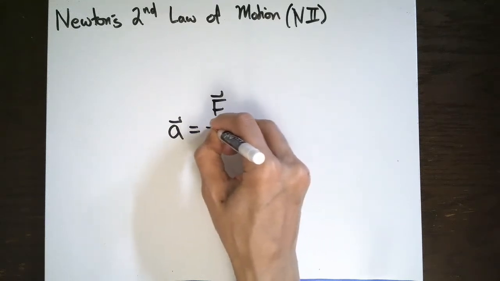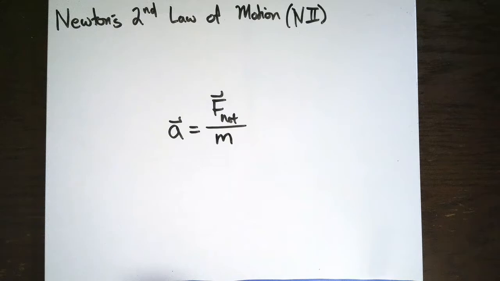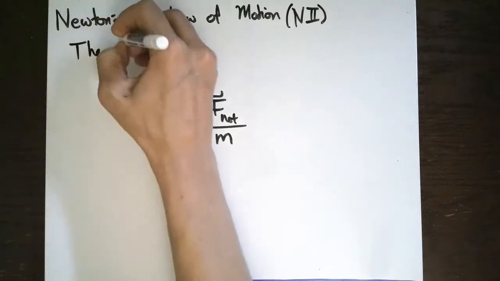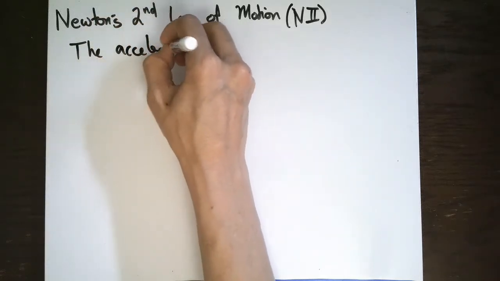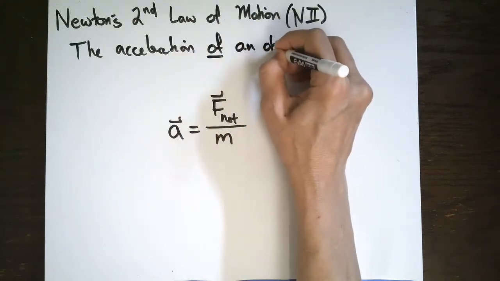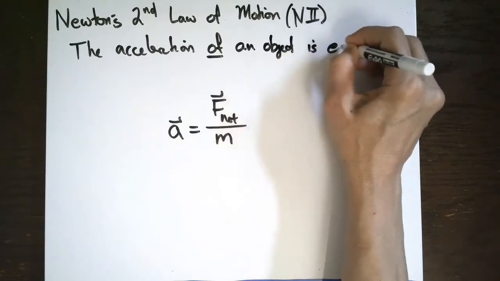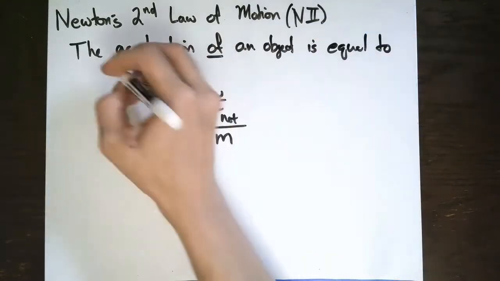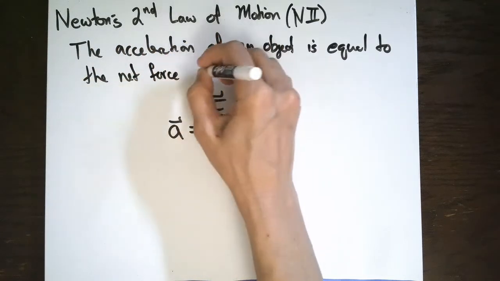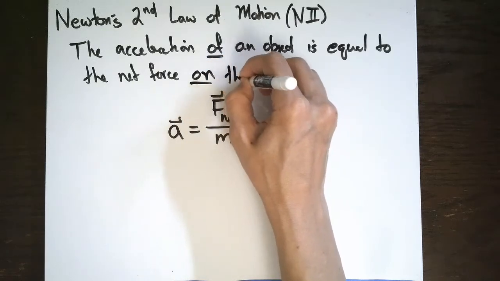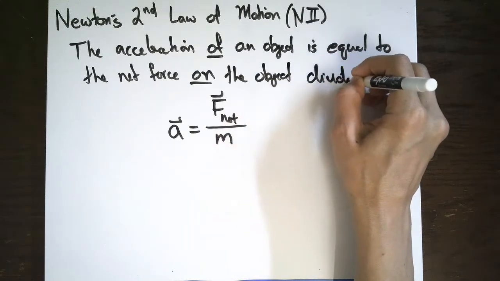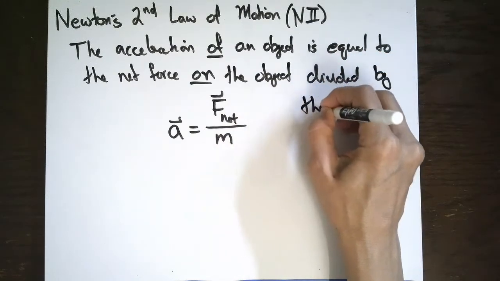Acceleration equals the net force over a mass. So if we write this out in words, then we would say the acceleration of an object is equal to the net force on the object divided by the object's mass.